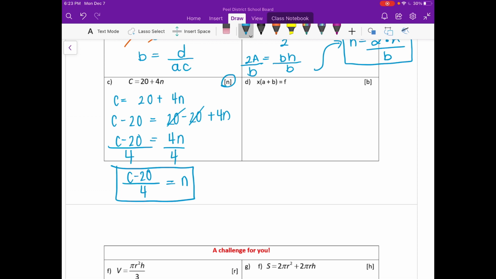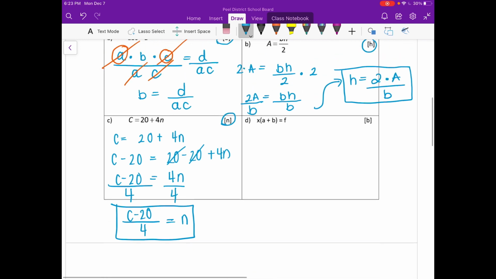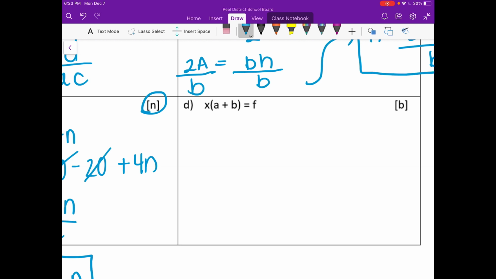And this will be important when we're doing our word problem lessons, because you're going to want to use different equations and isolate for specific variables. So if we go here, we have x times a plus b equals f, and we're trying to isolate for b. So first things first, regardless of what happens, you have to get rid of the x on this side, right? So you can just go ahead and get rid of it.